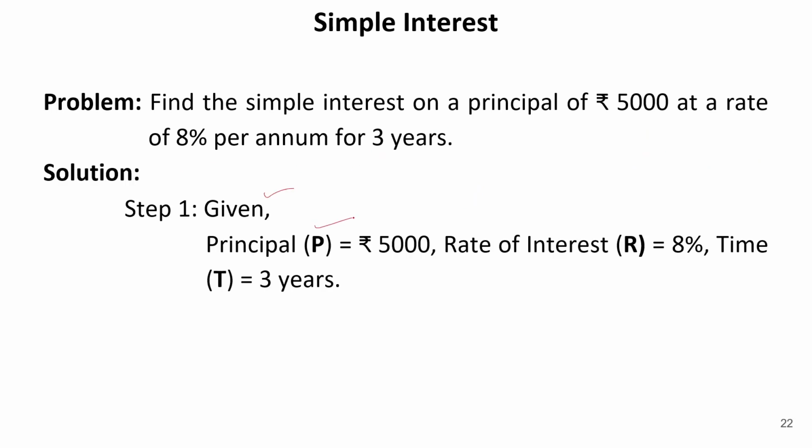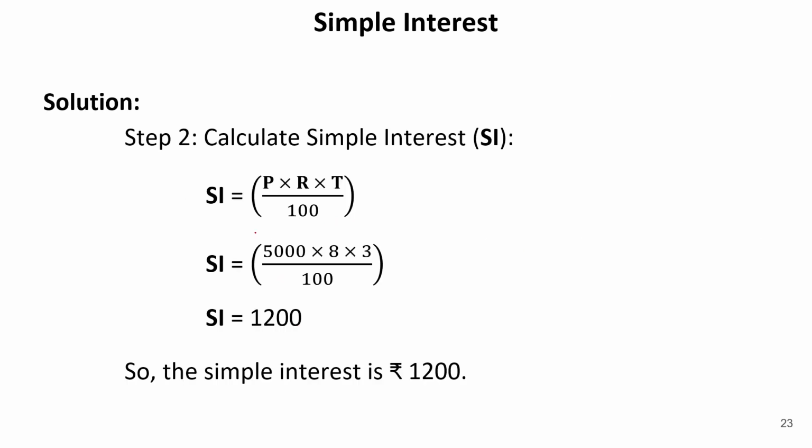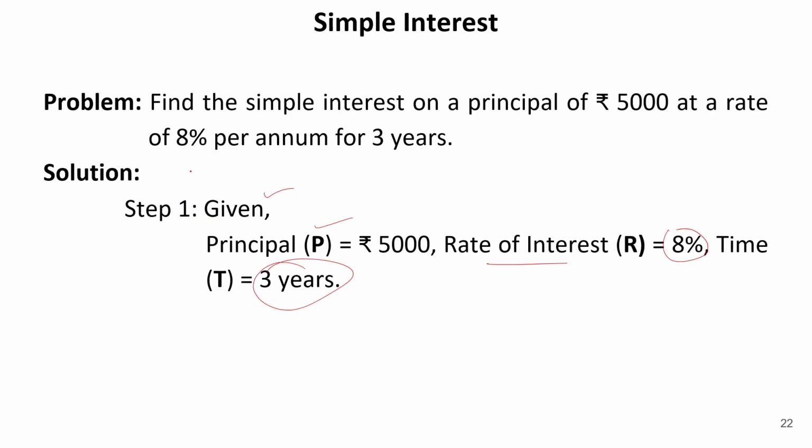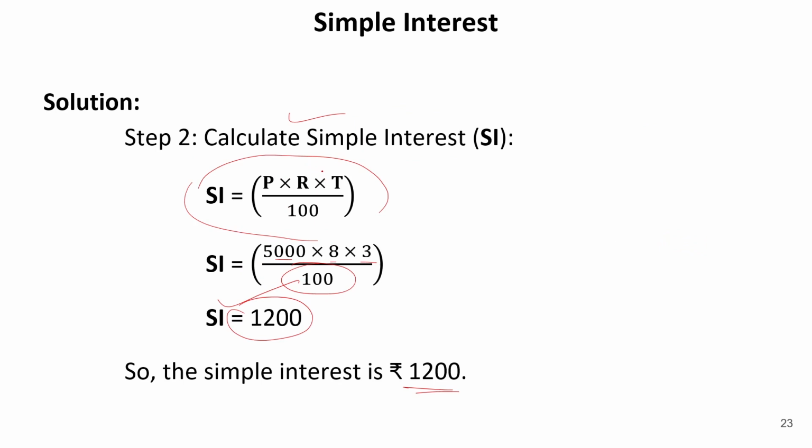Given that the principal amount is 5,000, the rate of interest is 8%, and the time period is 3 years, calculating simple interest: simple interest is equal to PRT by 100. So 5,000 into 8 into 3 whole by 100 is equal to 1200 rupees. So the simple interest for this financial situation is 1200. If we are given a principal amount of 5,000 at an interest rate of 8% per annum for 3 years, we have to pay a simple interest of 1200 at the end of 3 years.